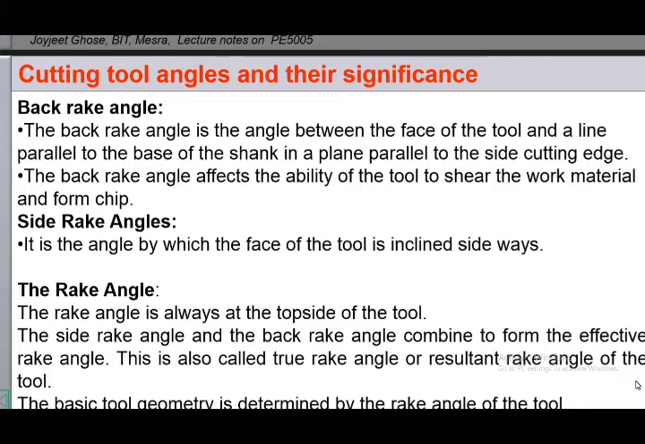Next we discuss the side rack angle. What is the side rack angle? It is the angle by which the face of the tool is inclined sideways. It is the angle between the face of the tool and a line parallel to the base of the tool, measured in a plane perpendicular to the base and the side cutting edge. This angle gives the slope of the face of the tool from the cutting edge. The side rack is negative if the slope is towards the cutting edge and positive if the slope is away from the cutting edge.